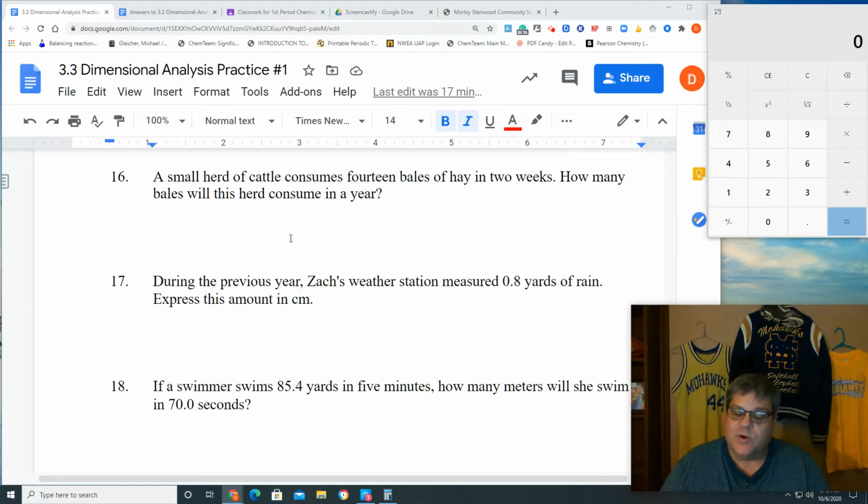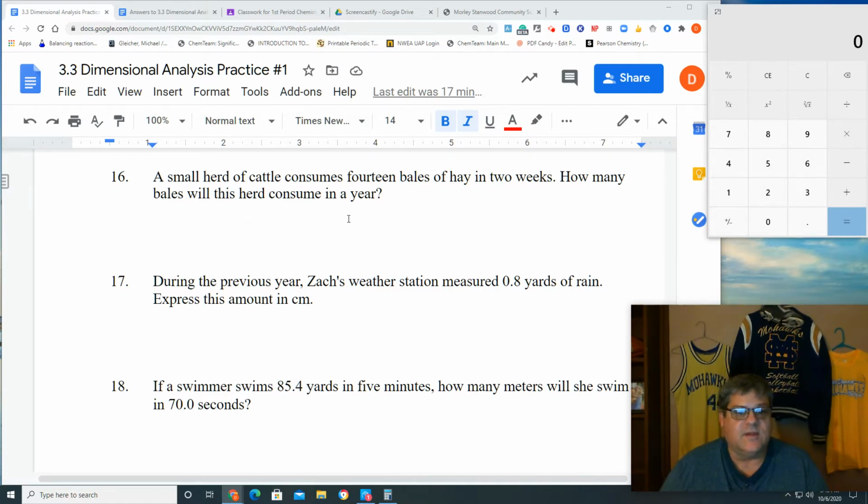Okay, again, we're still working on that 3.3 dimensional analysis practice sheet number 1. This time we're doing question number 16. So a small herd of cattle consumes 14 bales of hay in 2 weeks. How many bales will this herd consume in a year?